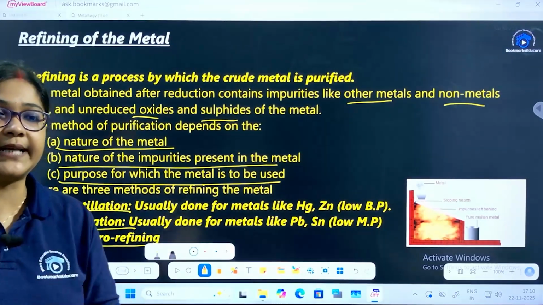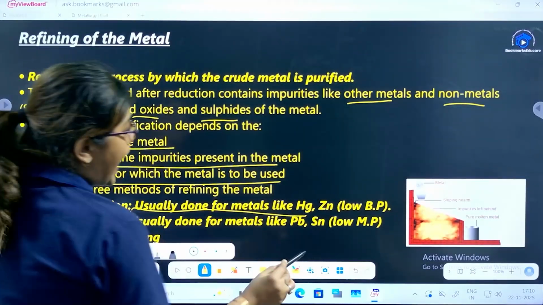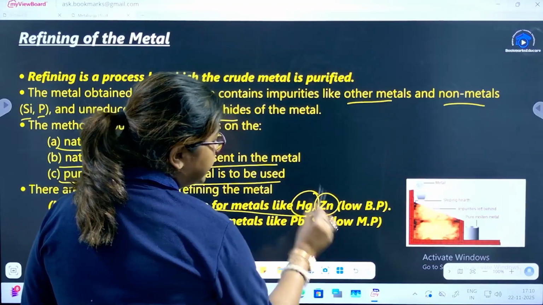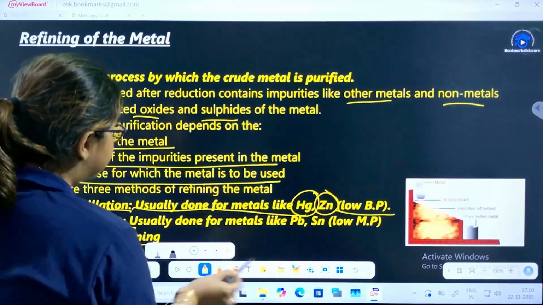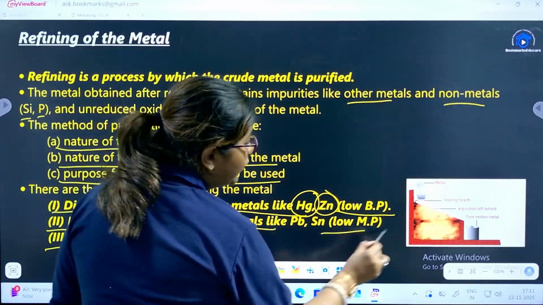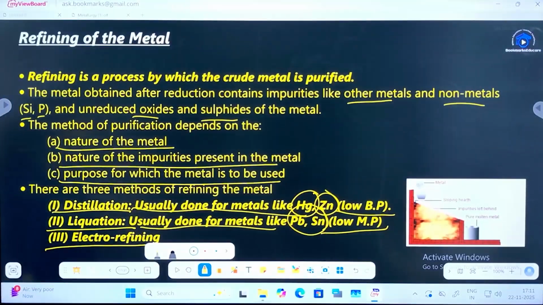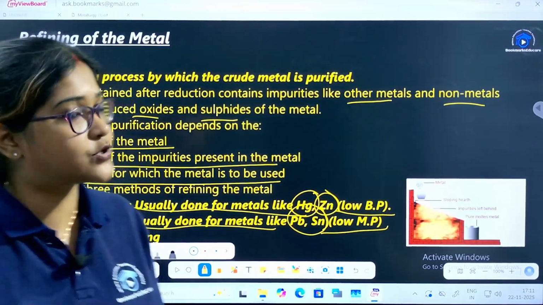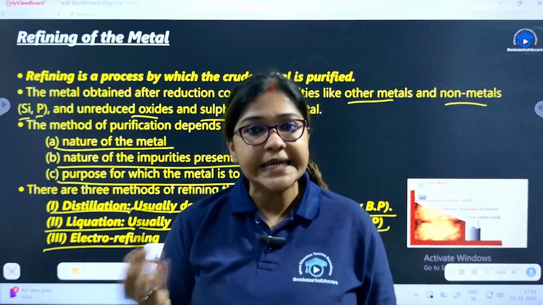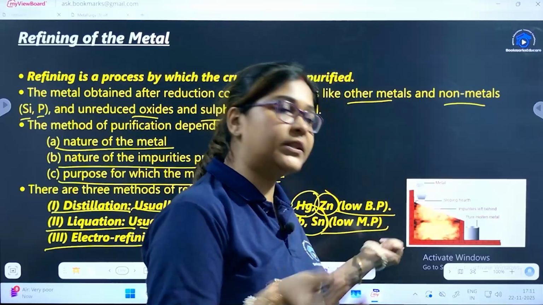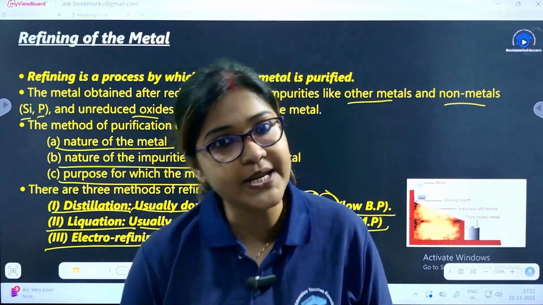Distillation is usually done where there is a difference in boiling point, and it is usually done for mercury and zinc ores, which have low boiling points. Liquation is done usually for metals which have low melting points like lead and tin, and for aluminium etc. you go for electrorefining. In distillation, in a chamber, if you just heat it, the metals with the low boiling point will vaporize fast, leaving behind the impurities, right?